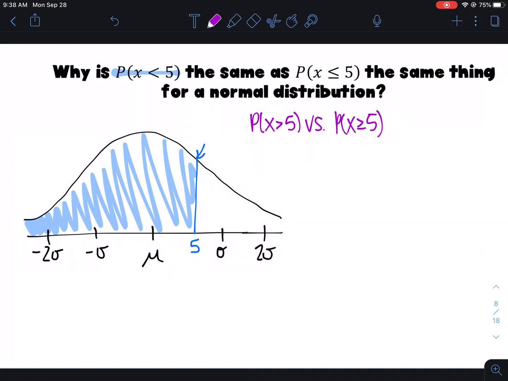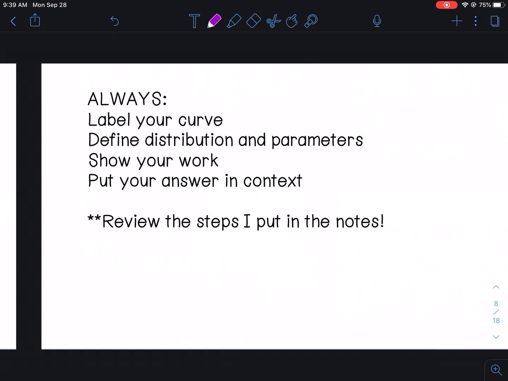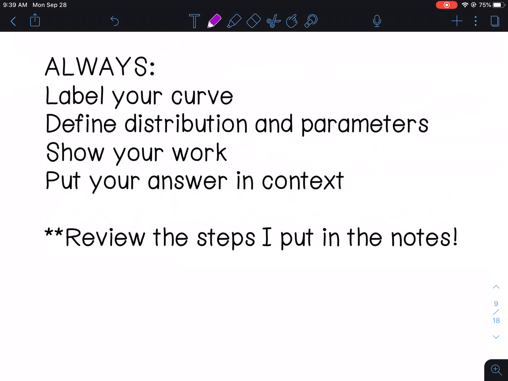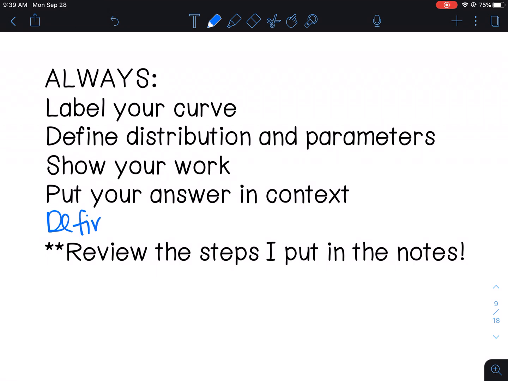If you're looking at an at least problem, you really could write it either way. Technically, at least is talking about this one. At least is greater than, including that one, or greater than. So something to think about. Always, these are reminders from your notes. I did forget, you always need to define variables.